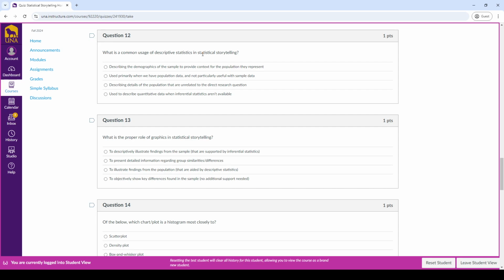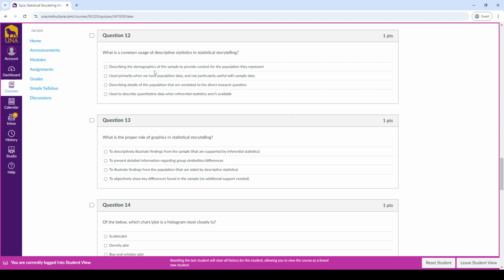So what's a common usage of descriptive statistics in statistical storytelling? There's a whole ton of uses of descriptive statistics, a whole ton of places where descriptive statistics are used in statistical storytelling. This is a common thing to do. So when is that? Like, what is that situation?